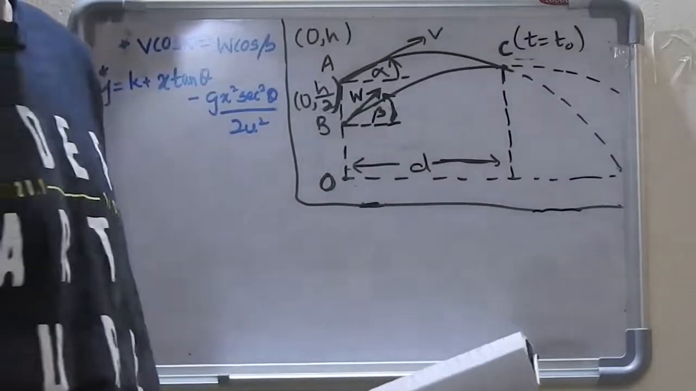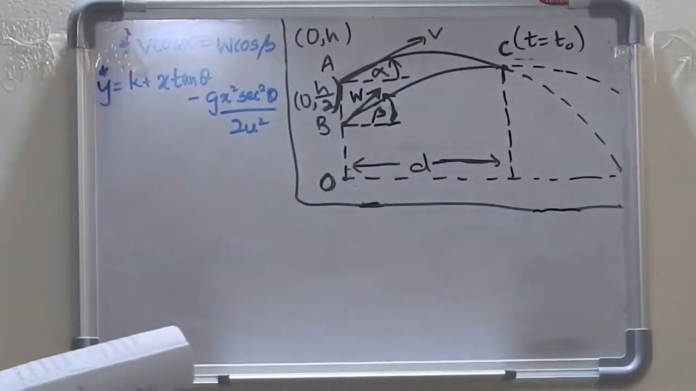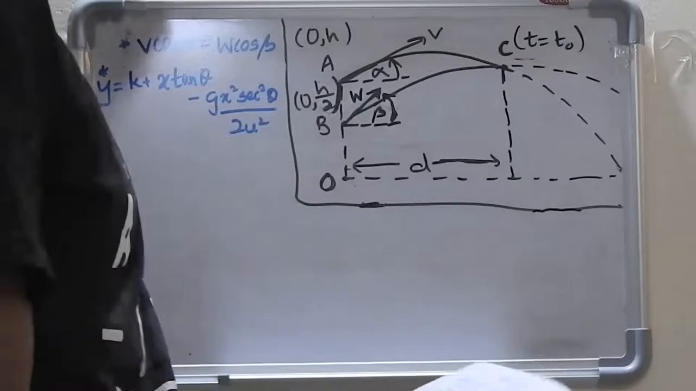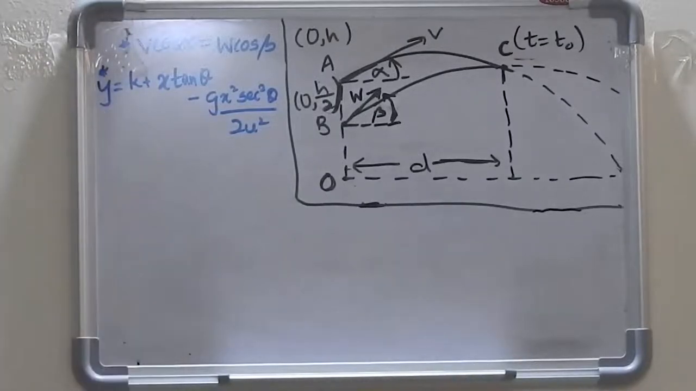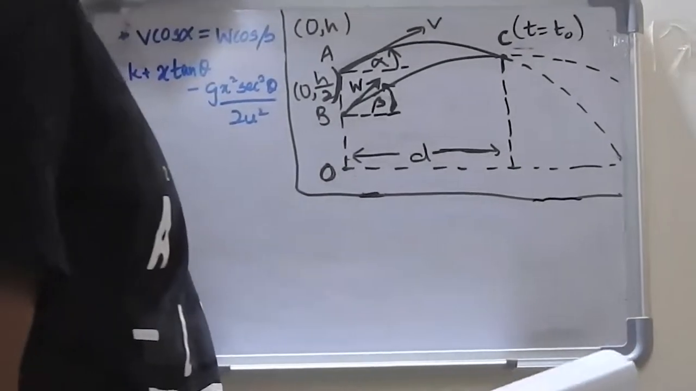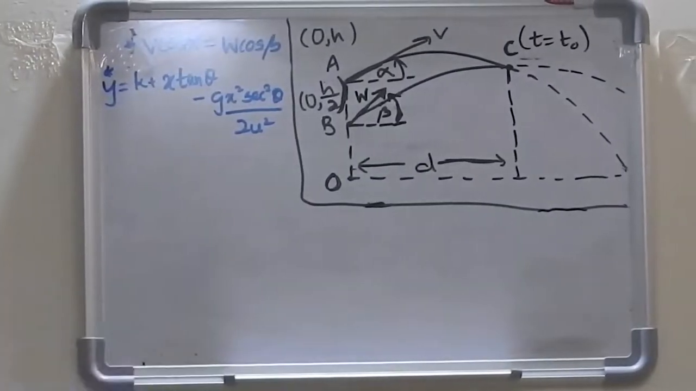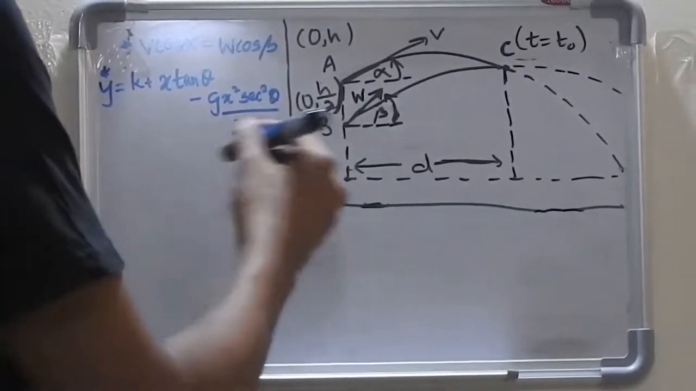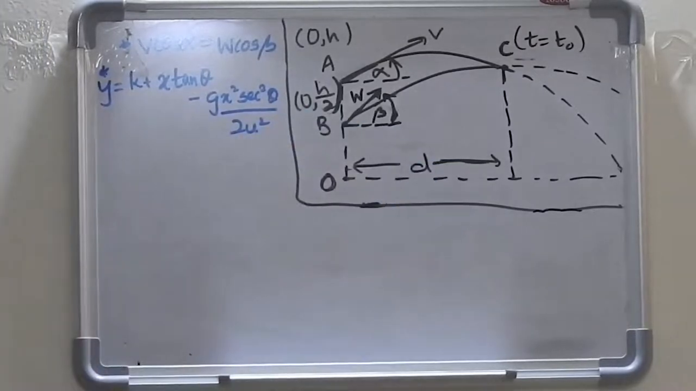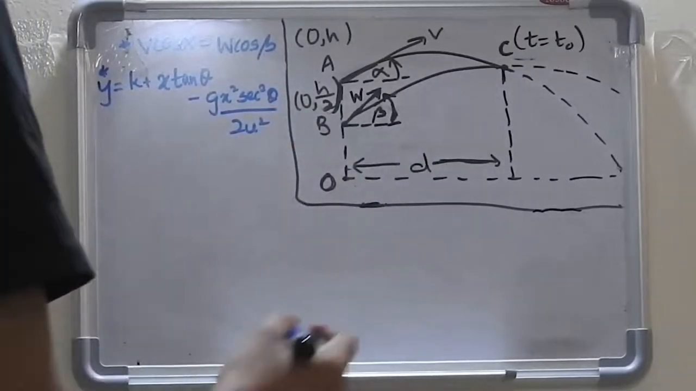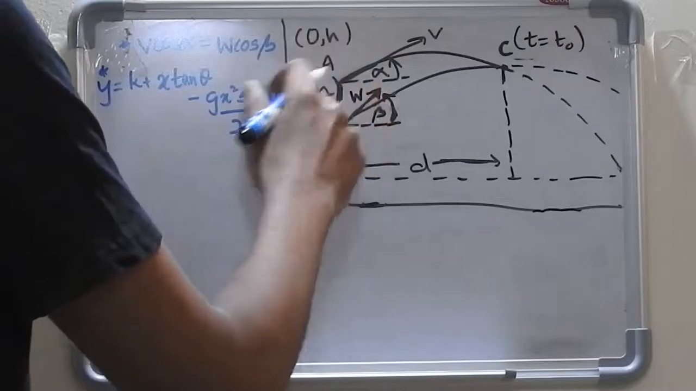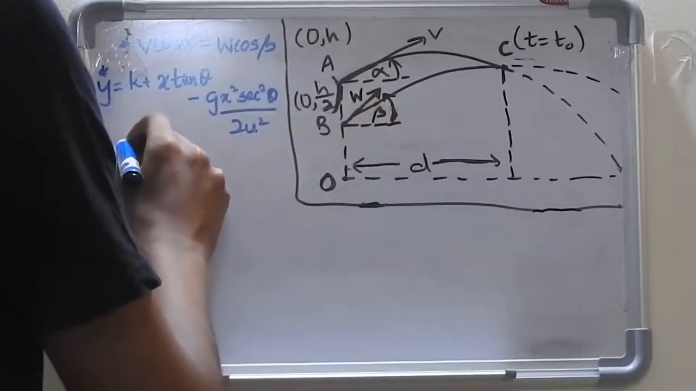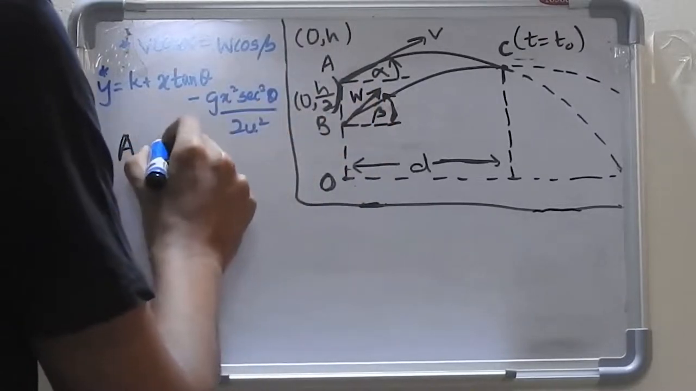To prove h equals 2d times tan beta minus tan alpha, I think we can use the equation that we proved from the first part, which is y equals k plus x tan theta minus g x squared sec squared theta over 2 u squared. So if we apply this equation for the particle P, we have to take from A to C again.